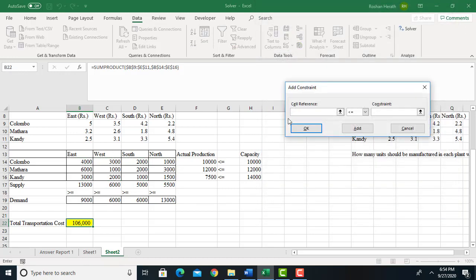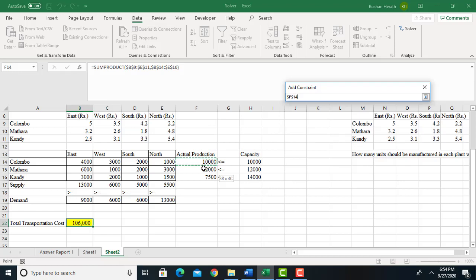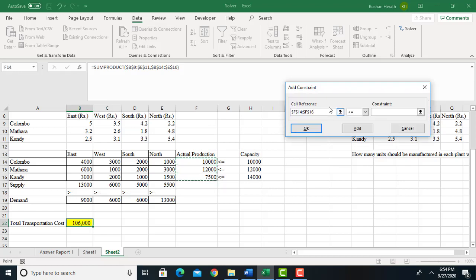The first constraint, what is that? We have identified the actual production of each of the plants must be less than or equal to the capacity. At any given point in time, you cannot exceed the capacity. It's a constraint. The actual production should be less than or equal to the capacity.